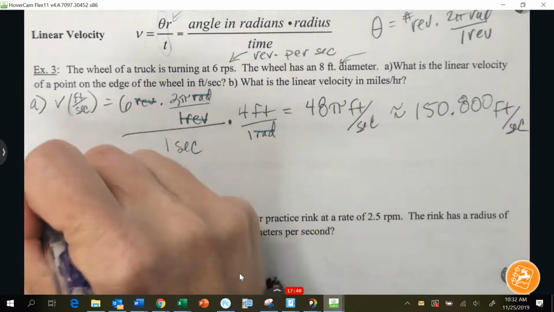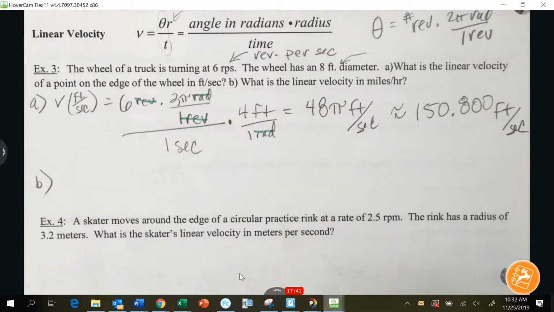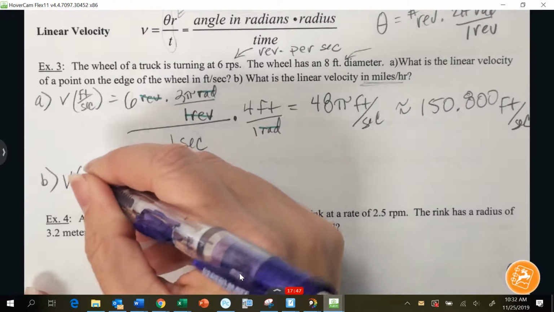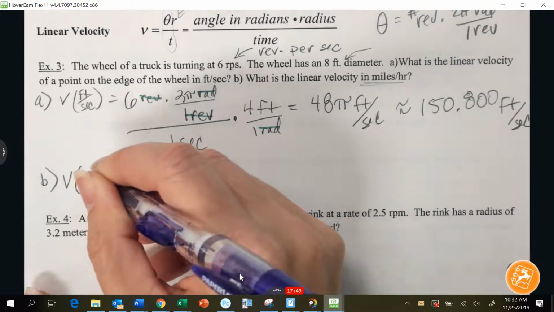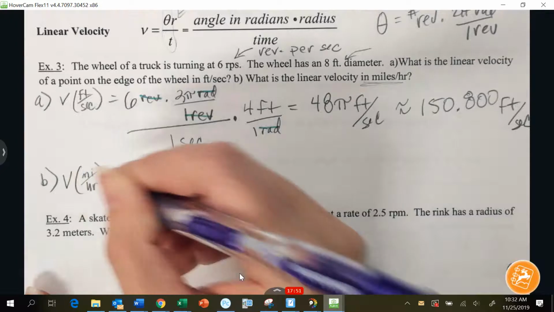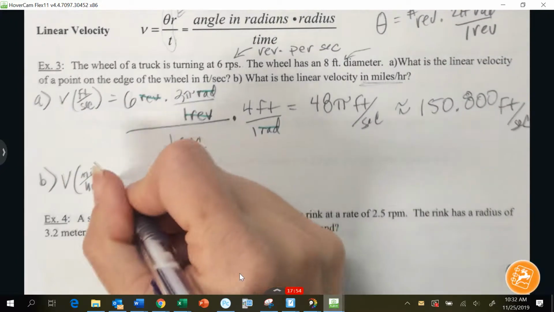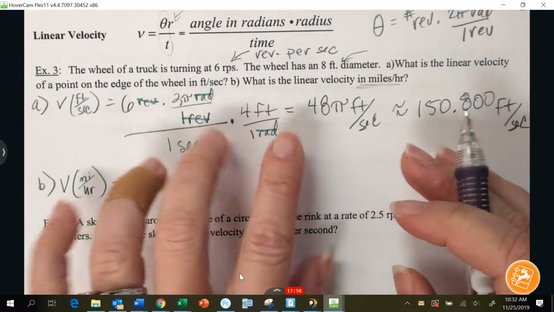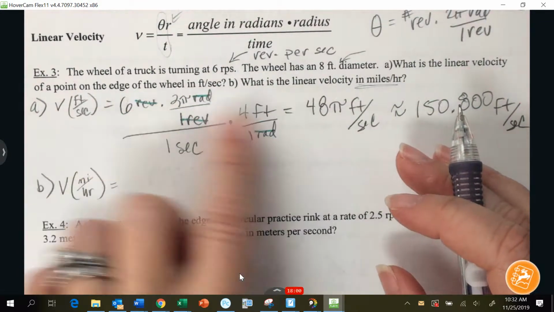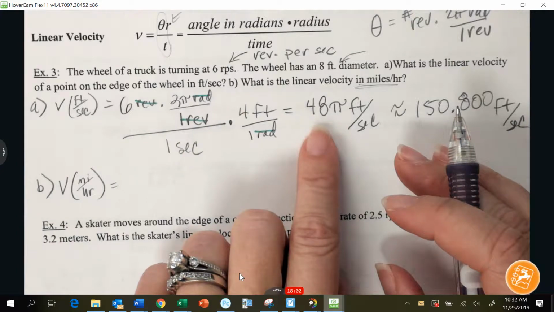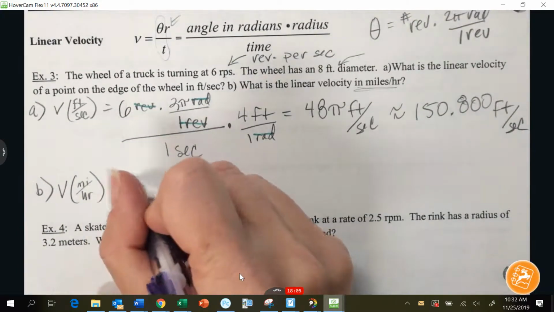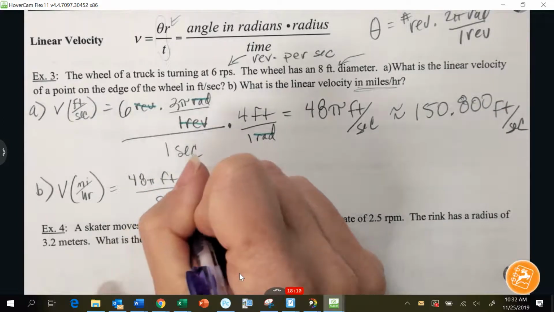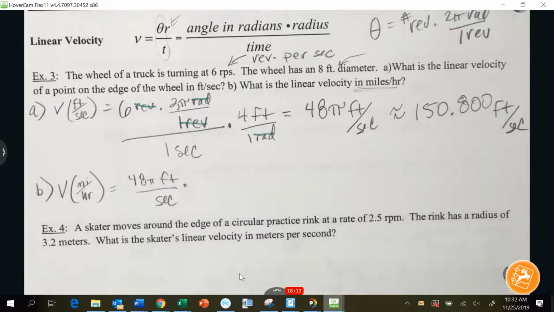Question B says, all right, same question, only this time I want it in miles per hour. Since we are using the exact same thing here, I'm just going to pull this down, except I've already simplified. I'm going to pull down the exact answer, the 48 pi feet per second. Now we have to convert this.